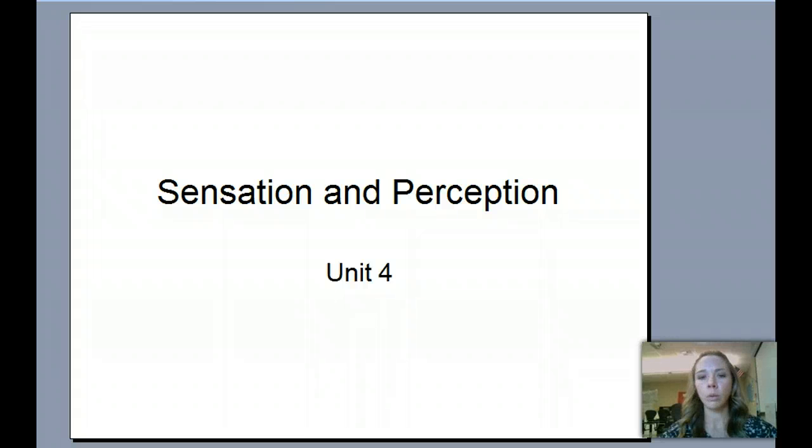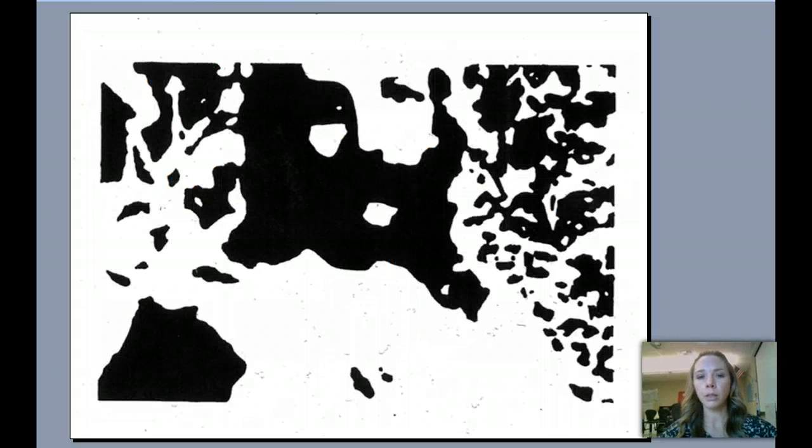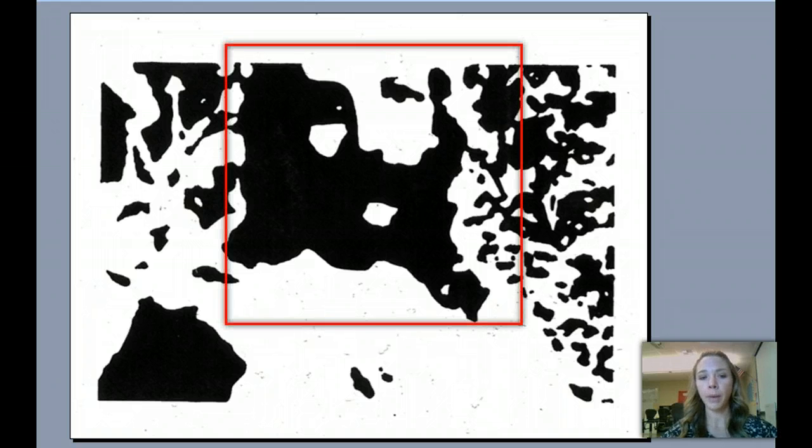So here's a quick little thing we'll come back to, but we'll be looking at some different optical illusions and talking about what they have to do with sensation and perception. If you just stare at this picture for a minute, right now you're sensing the different colors that are here, and then you might be perceiving a picture in it. Okay, so we'll come back to that one.